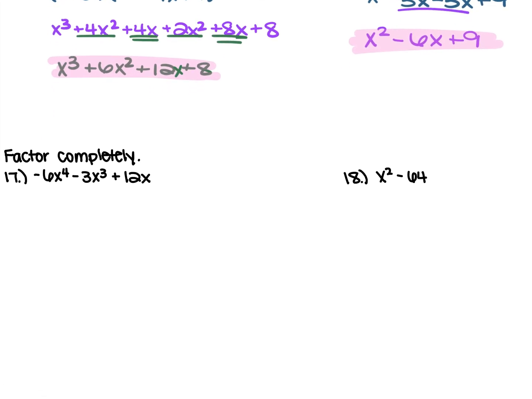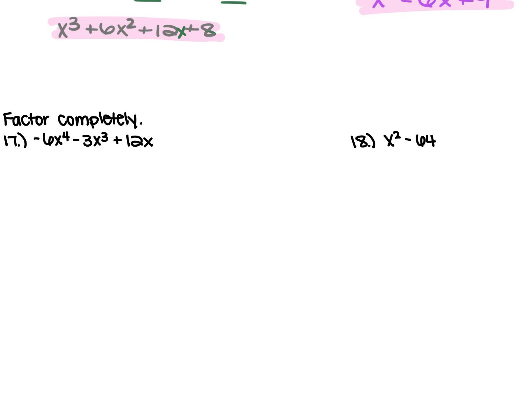For 17, we're going to start factoring. For this one, we're given negative 6x to the fourth power minus 3x cubed plus 12x. Your greatest common factor with this one is going to be a negative, since your first term is negative in standard form, as well as a 3 and an x. So we're going to divide out a negative 3x. So this is going to leave us with negative 3x times 2x to the third power minus x squared plus 4. You cannot factor this any further, so that is your answer.